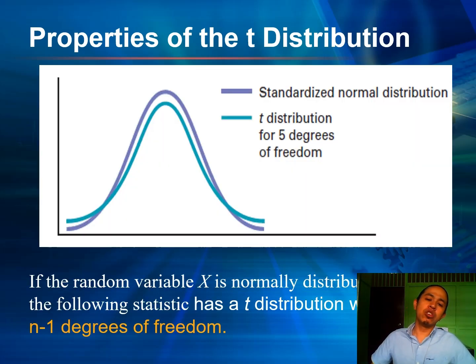So if we're going to look now at the graphical representation of the T distribution, this is very close to the normal distribution. The only difference is that it has more area on the tails. Okay, the blue one, right?